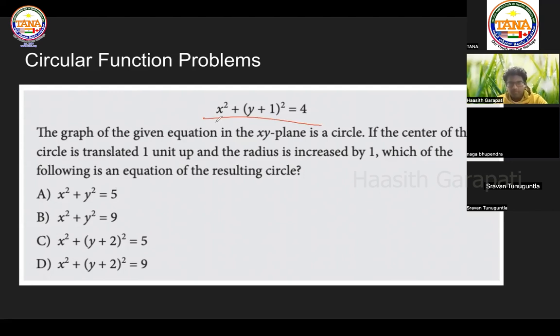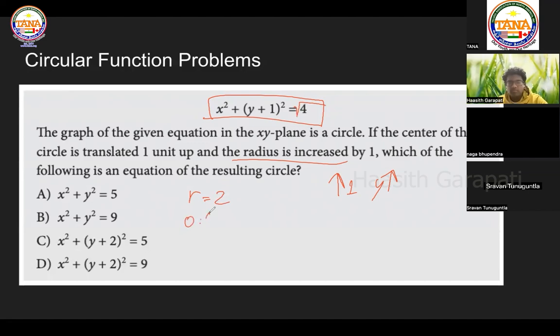So basically they're saying, if we take the circle that corresponds to this equation, and we make it go up by 1, in other words, we increase the y value of the origin by 1, and the radius is increased by 1, what is the equation of the resulting circle? First of all, let's get the information that we know from the original circle. So we know the radius is equal to 2 because the square root of 4 is equal to 2, obviously.